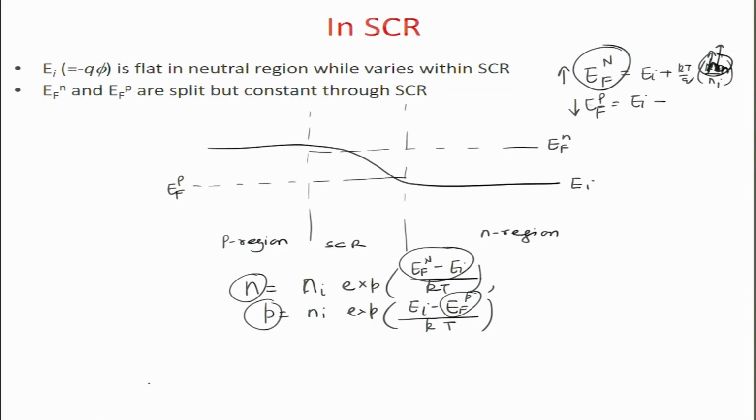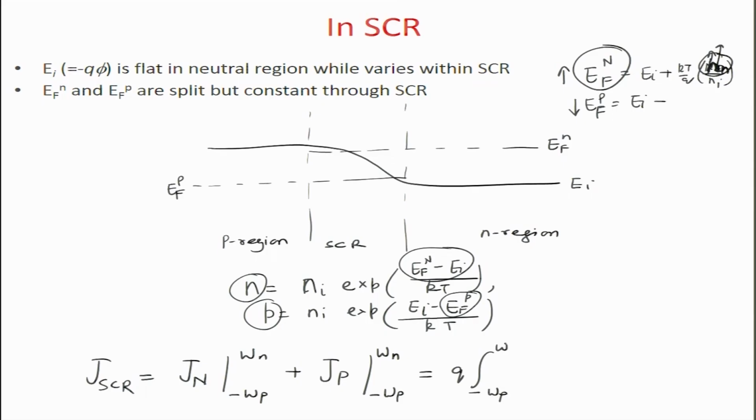So, you can say that JSCR in this case, space charge region, is equal to Jn from minus Wp to Wn plus Jp from minus Wp to Wn, right. So, we are first worrying. So, this is equal to q integral from minus Wp to Wn of (R minus G) dx. So, essentially what is the recombination, what is the generation, depending upon that your net current from the space charge region will be produced.